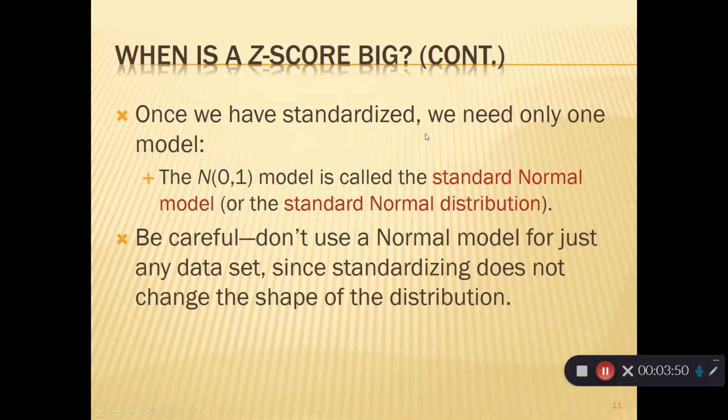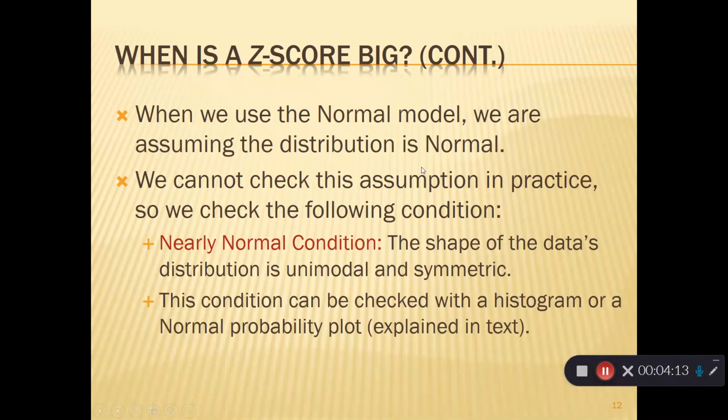Once we've standardized, we only need the model that has a mean at 0 and a standard deviation of 1. That's what the standardizing does. It shifts the mean of our distribution to 0 and shifts the standard deviation to 1. Be careful, don't use a normal model for any data set. It needs to be roughly unimodal and symmetric. So how do we know if it is? Well, we've got the nearly normal condition that we require before we can convert to z-scores. This means we're looking to see if the shape of our data is unimodal and symmetric. We can check that with a histogram.